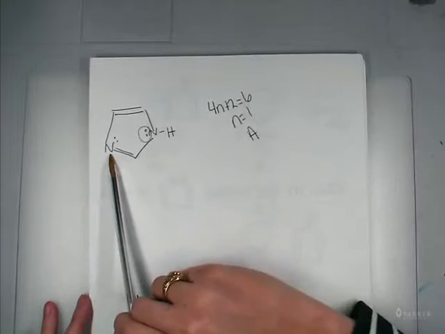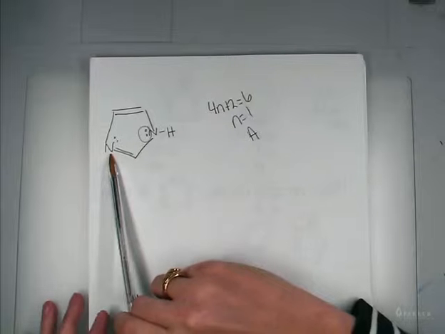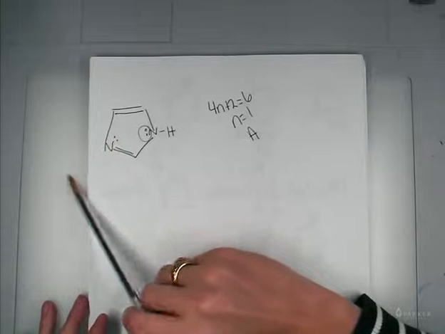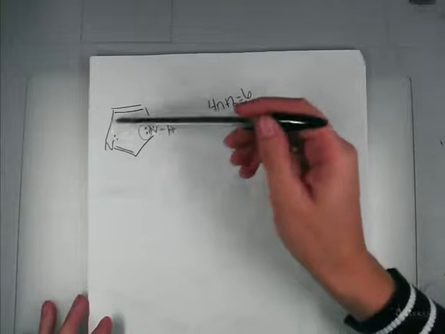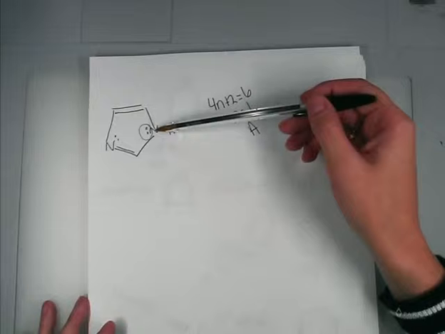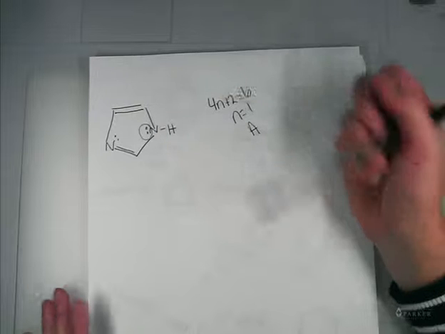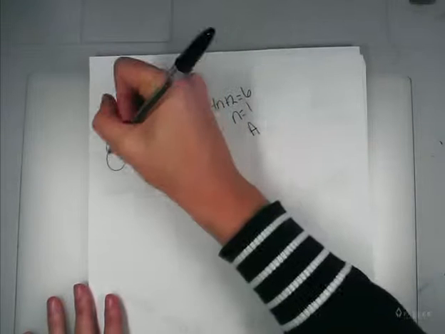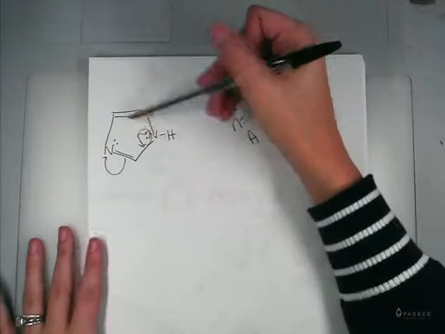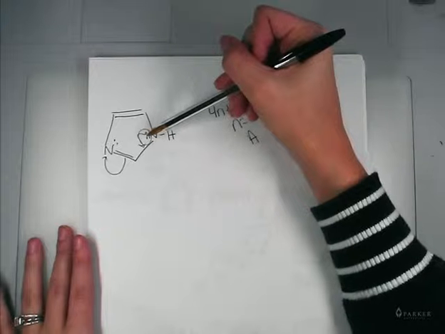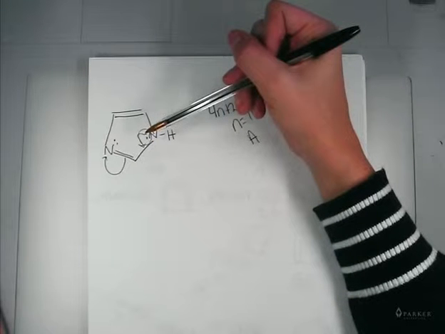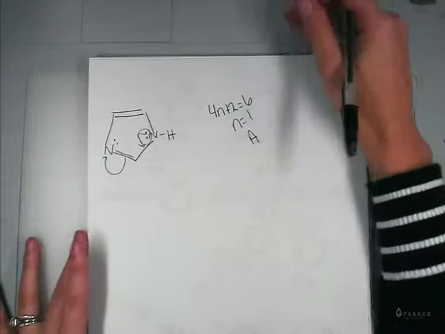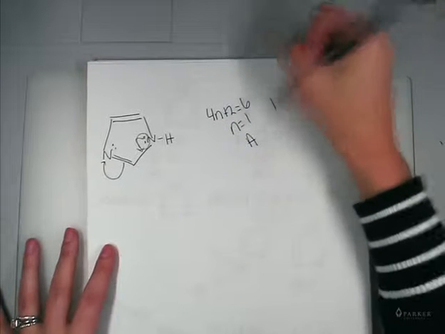Would this one be basic? Yes. Why? You didn't need to count those electrons to be aromatic, so they're available to bond. Did I need to count these? Yes, that means they're not available to bond, because when I do resonance, I can move this over to there, and so forth. These need to be available to resonate, meaning they're not available to bond. So this one would not be basic. So how many basic nitrogens? One basic nitrogen.